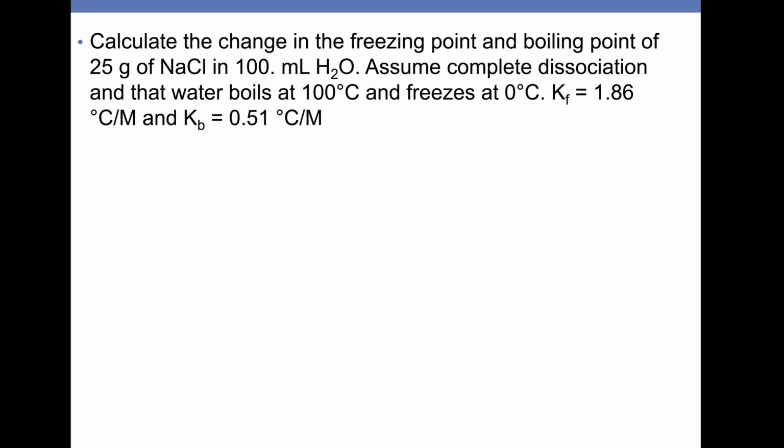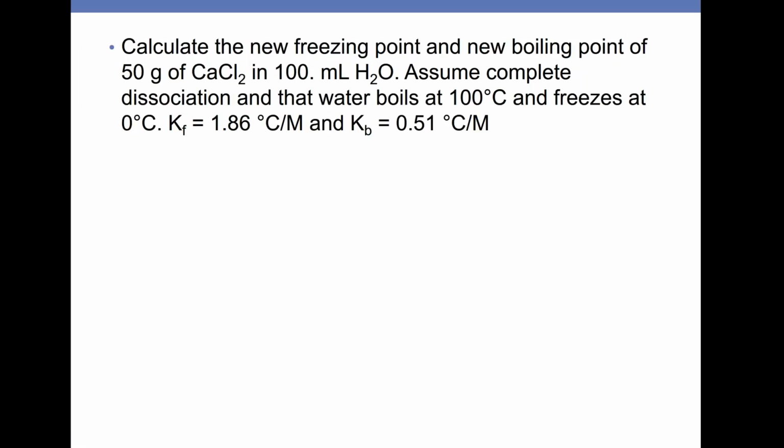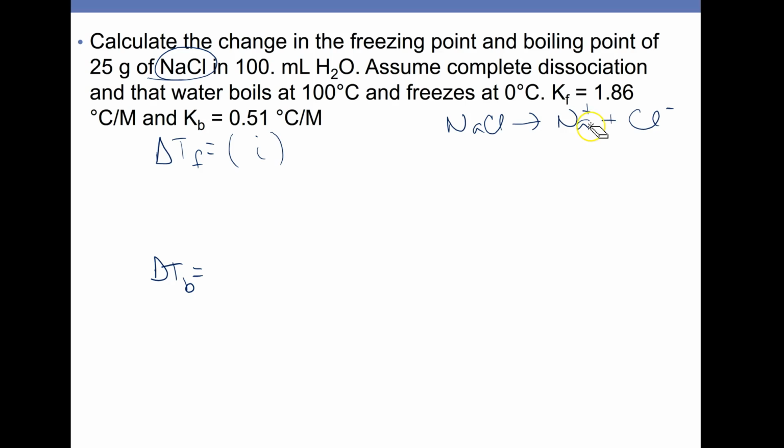It says calculate the change in the freezing point and the boiling point of 25 grams of salt in 100 milliliters of water. Assume complete dissociation and that water normally boils at 100 and freezes at 0. So delta T_F and delta T_B. The calculations are very similar. First thing is i. Well, if this is NaCl and I put NaCl in water, it's going to break apart into ions made out of sodium and chloride. That means the number of ions I get is 2.